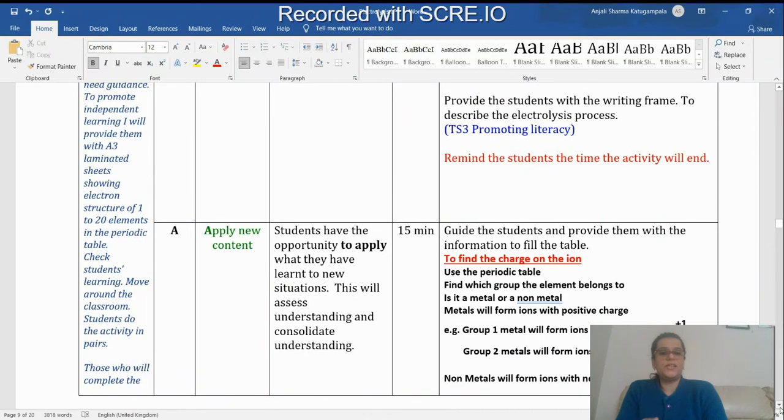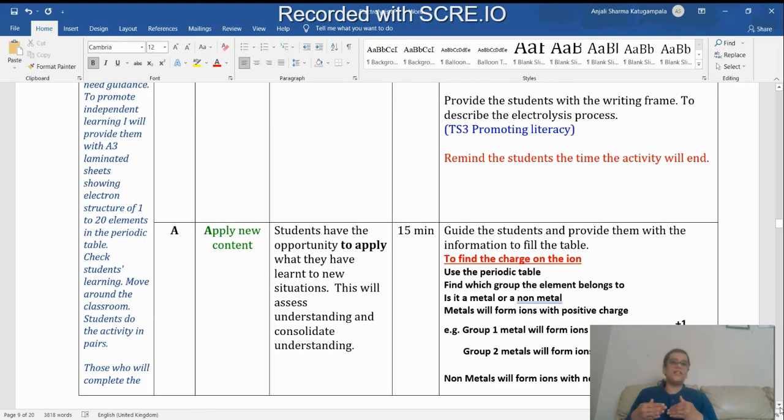Next is apply the new content. Now we discussed what the electrolysis process is, the migration of ions. I want to test whether my students can now understand which ions will be positive ions and which ions will be negative ions, and therefore I have included this activity where the students need to understand the charges that will be formed and where the ions will be migrating. Students, as I keep telling you, find it a difficult concept. So what I do is scaffold it for them.